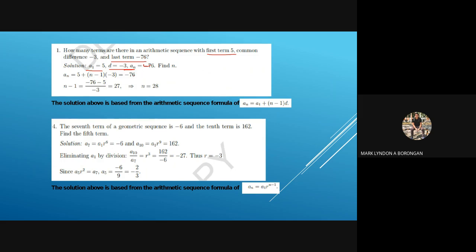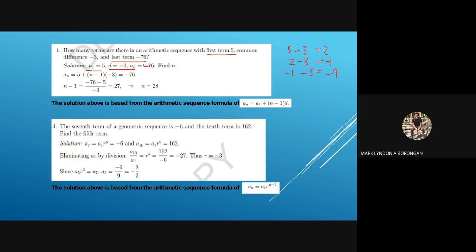So the question here has two ways. Since you are given the first term which is 5 and your common difference is negative 3, the first way is to subtract 3 from each term. So 5 minus 3 is 2. Use 2, subtract 3 again, you get negative 1. Negative 1, subtract 3 again, you get negative 4. So on until you reach negative 76, right? That takes too long. It is a long process to do.